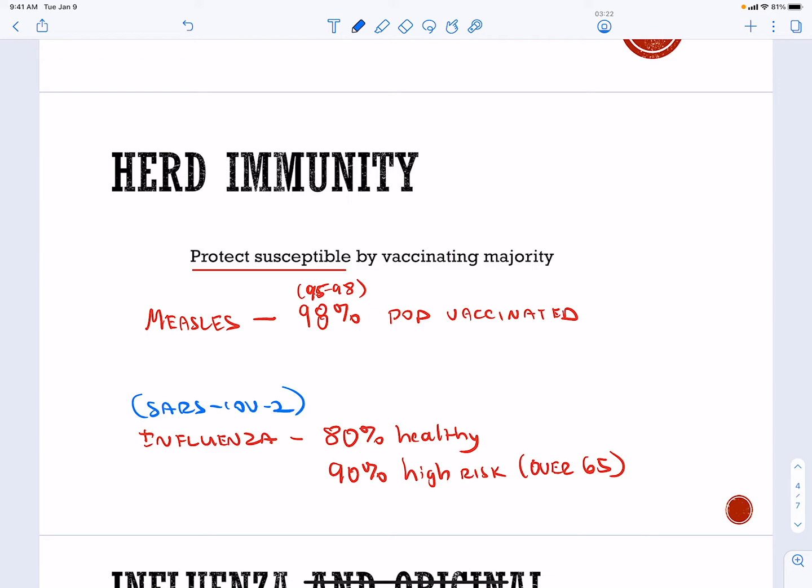It's probably not as contagious as measles. Measles is the most contagious disease known to man. And so what herd immunity means basically is to prevent endemic measles. That means measles actually replicating and circulating through the population. You must have 98% of that population vaccinated. And so it's a very high number.